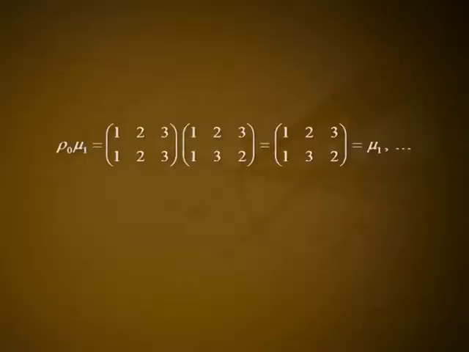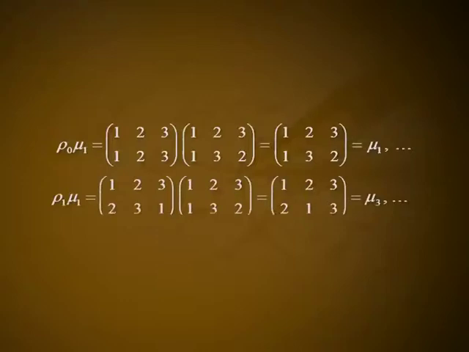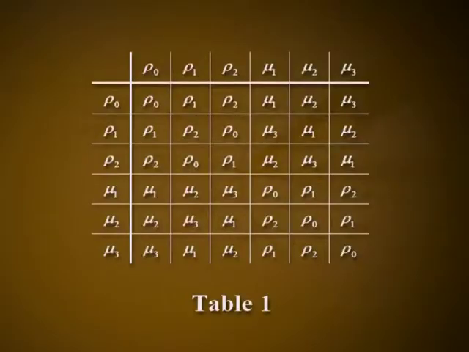It can be seen that rho naught mu 1 is equal to the permutation 1 to 1, 2 to 2, 3 to 3 times 1 to 1, 2 to 3, 3 to 2, which is equal to 1 to 1, 2 to 3, 3 to 2, which is equal to mu 1, etc. Rho 1 mu 1 is equal to 1 to 2, 2 to 3, 3 to 1 times the permutation 1 to 1, 2 to 3, 3 to 2, which is equal to the permutation 1 to 2, 2 to 1, 3 to 3, which is equal to mu 3, etc. And one can complete the finite group table 1 as follows.